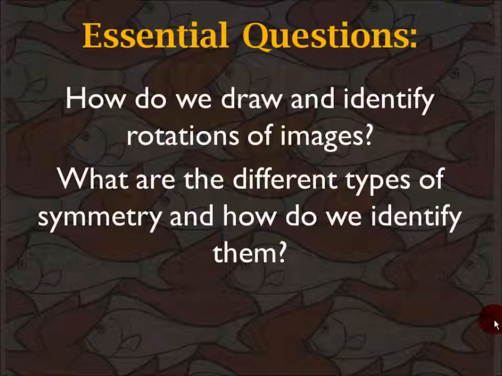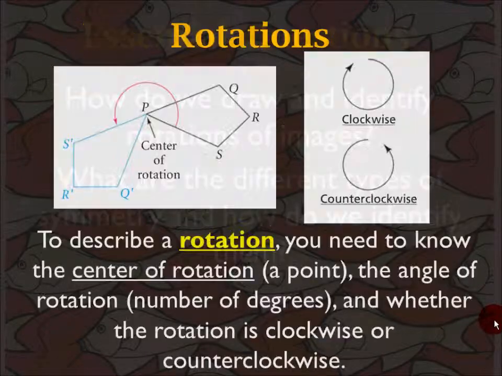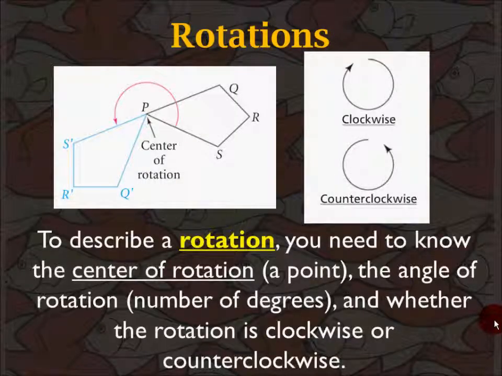Here we go. How do we draw and identify rotations of images? What are the different types of symmetry and how do we identify them? So, first let's tackle the idea of rotations. To describe a rotation, you need to know the center of rotation. It's going to be a point. The angle of rotation, which is how many degrees that thing rotated, and whether the rotation is clockwise, which goes in the direction of a clock, or counterclockwise, which is in the opposite direction.